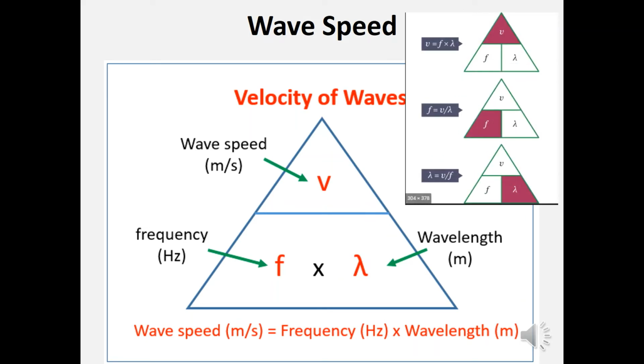So if we cover V, we have F times lambda. If we want F, we cover F and we're left with V divided by lambda. And then finally, if we want lambda, we will cover it up and we're left with V divided by F. Very straightforward and very direct. All you have to do is just know the triangle and what each part means, and of course, what the correct unit is.